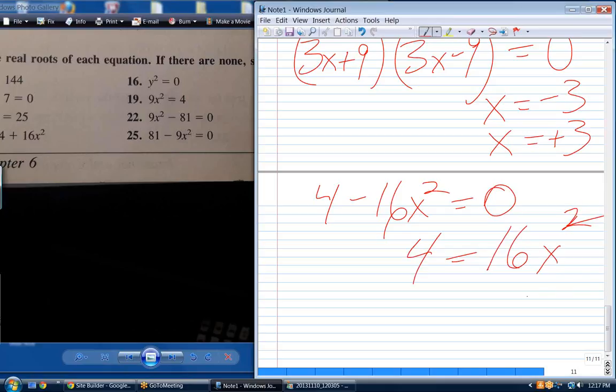Okay. So now I have x squared equals 1/4. What is x equal to? X is equal to plus or minus the square root of 1/4. Which is?